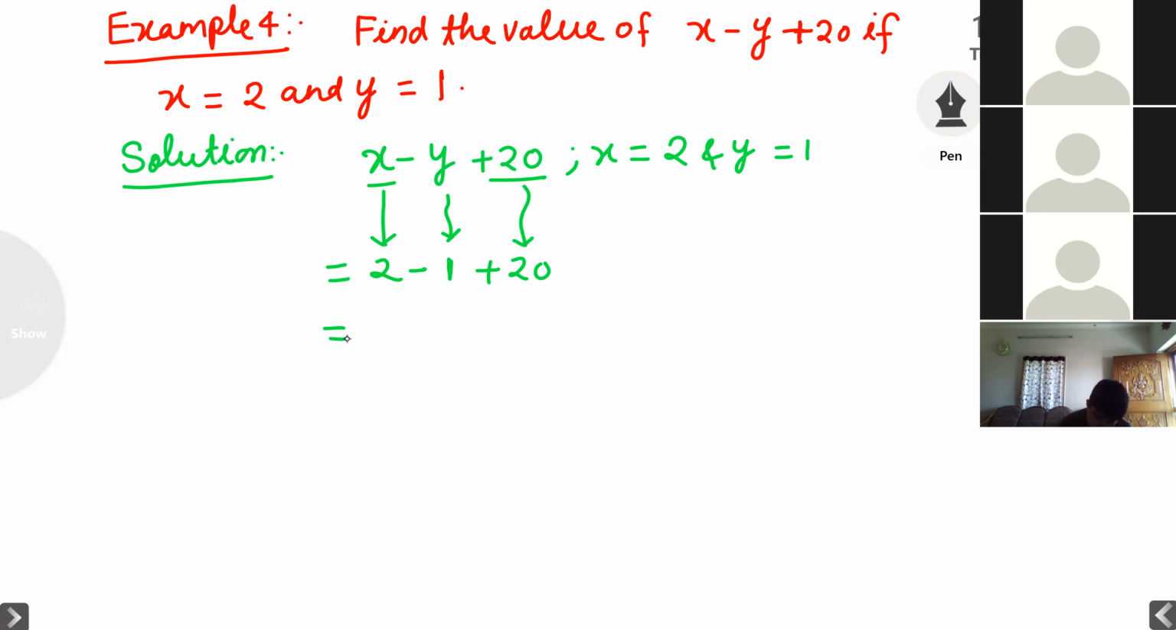Again, we have to apply BODMAS rule, addition and subtraction. Plus 2 plus 20, 22 minus 1 equals 21. In BODMAS rule, first division, multiplication, addition, then last we'll do subtraction. 20 plus 2, 22 minus 1 is 21.